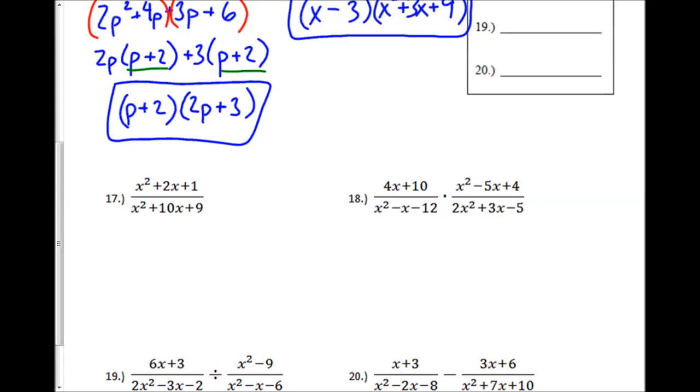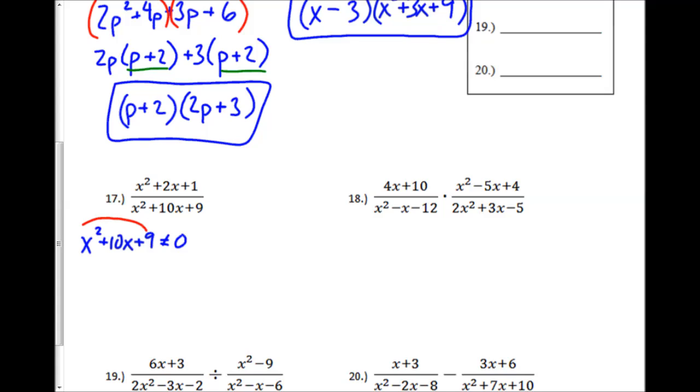If I look at the next one, the first thing I want to do is come up with my domain restrictions. I set the denominator equal to 0, because that's the one thing I'm not allowed to have: a denominator that equals 0. So essentially I say this cannot equal 0. And then I solve it by factoring.